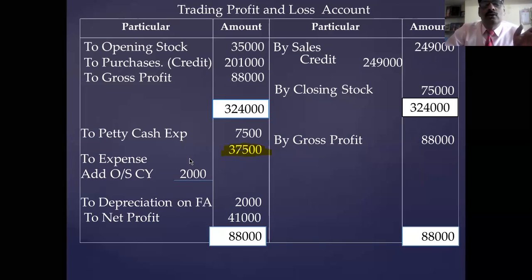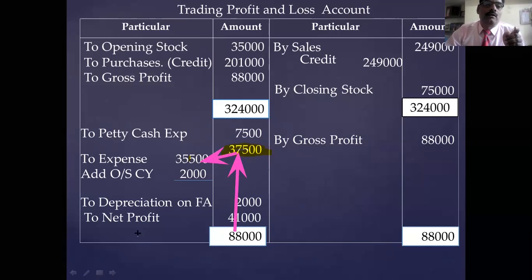Okay, so I'll write here 35,500. The difference is 37,500. This difference comes here as 35,500. Okay. Now you go to cash flow.